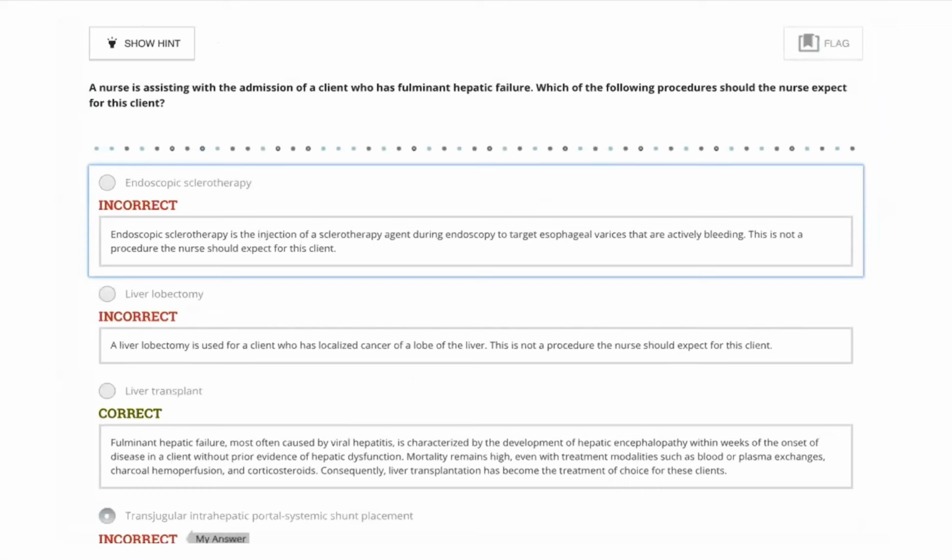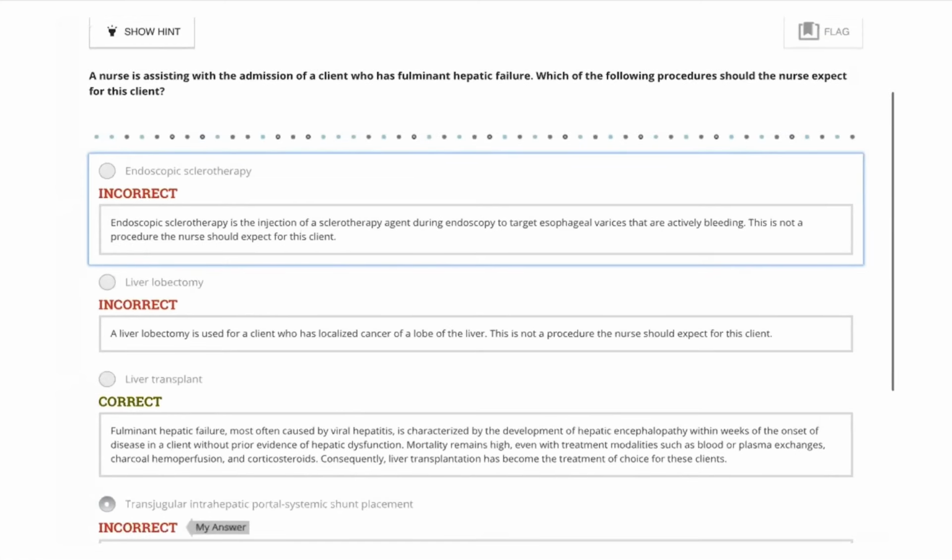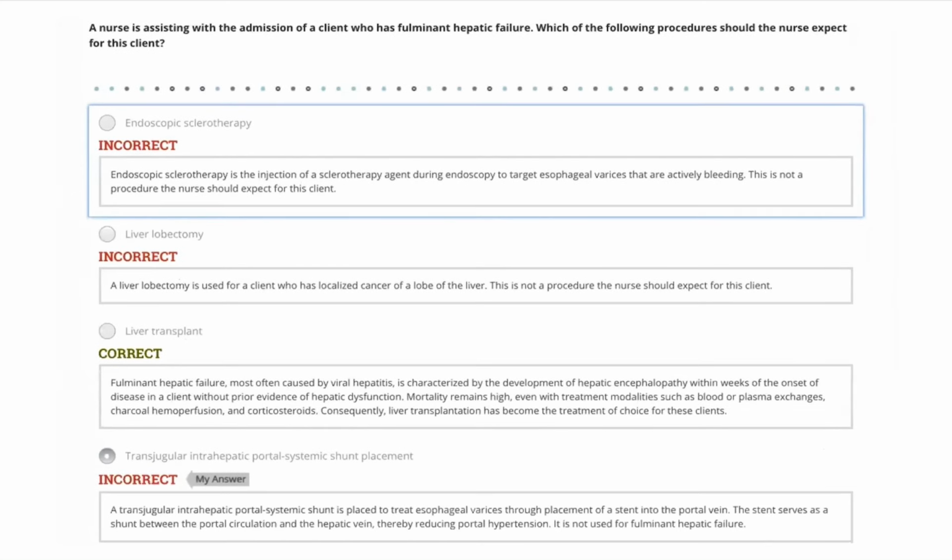Yes, sir. Okay. So check this out. This is what I want you to know about the fulminant, is that it affects the entire liver, and it's usually secondary to hepatitis. That means that the liver's been being destroyed little by little throughout the years. That requires a liver transplant, not anything else. Does that make sense, sir? Of course, yes. All right, good.